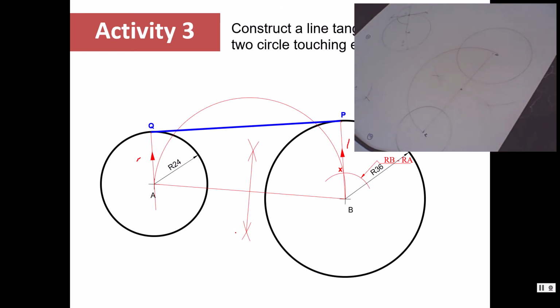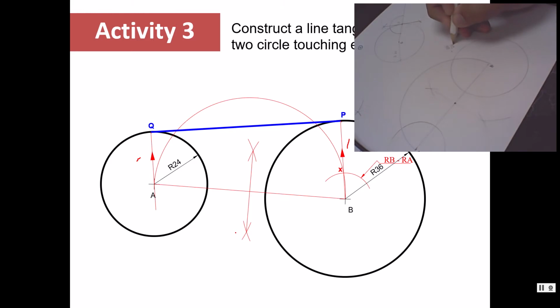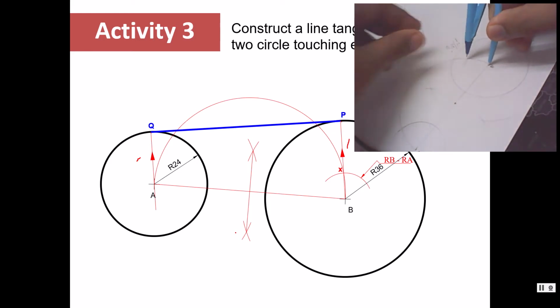Okay, after that, the next step is to draw another arc that has the distance RB minus RA. So the radius RB for the B is 36, minus the radius for A, which is 24. So it's 12 mm. So the arc that we're going to draw has a 12 mm radius. Okay, so just draw something like this.